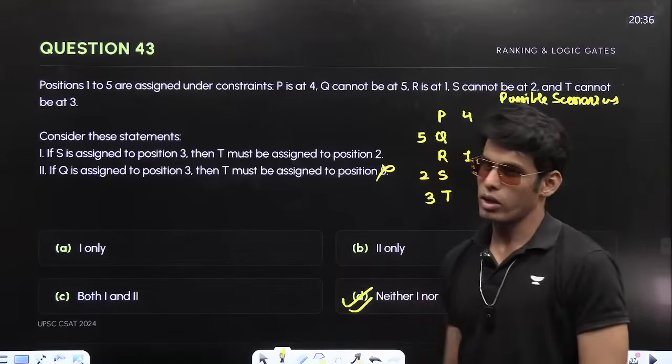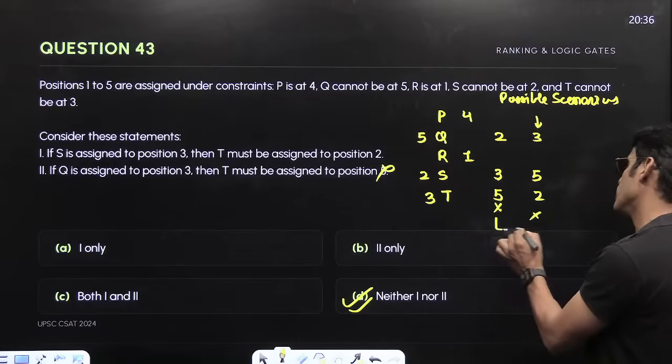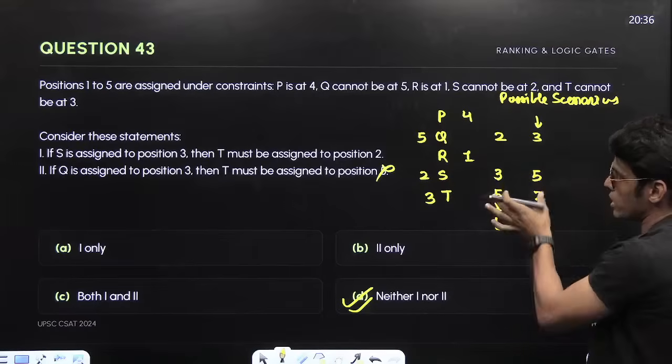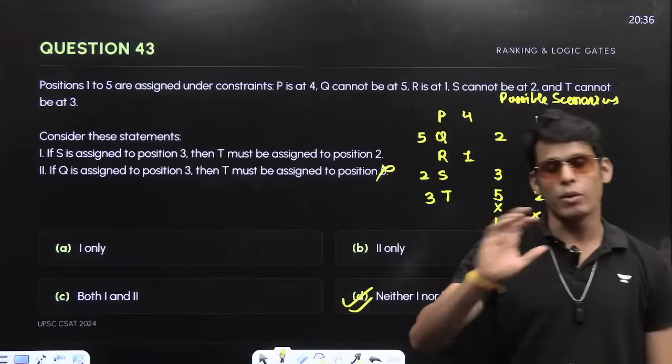This is a difficult one. Again, this is a difficult one, because very few people will be able to understand that these two are the only possibilities. This is a derangement problem, a very famous JEE problem.